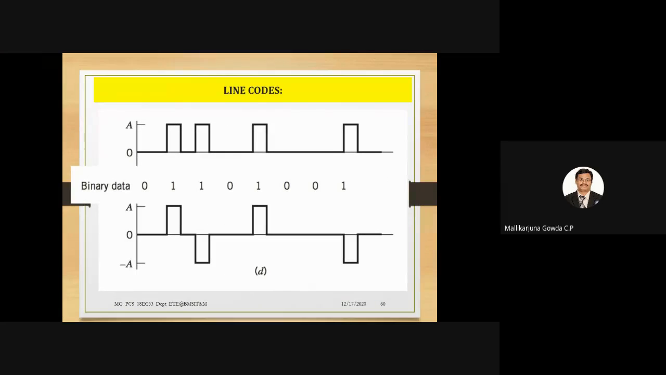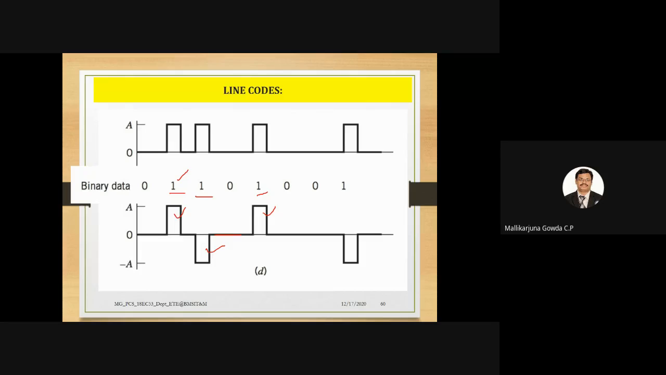In case of bipolar, 0 will be represented by no pulse. Then 1 will be represented by alternate positive and negative pulses. The first one will be represented by a positive pulse, right? And the next one will be represented by a negative pulse. Next 0 by no pulse. The next one has come, so this one will be represented by a positive pulse because the previous one was negative. Now that will be represented by a negative pulse, right?